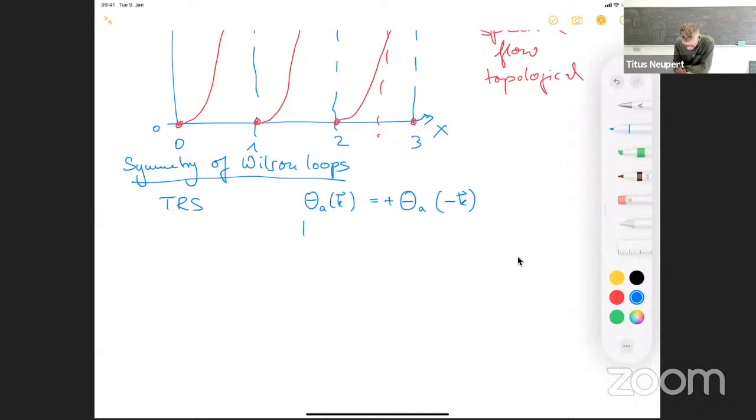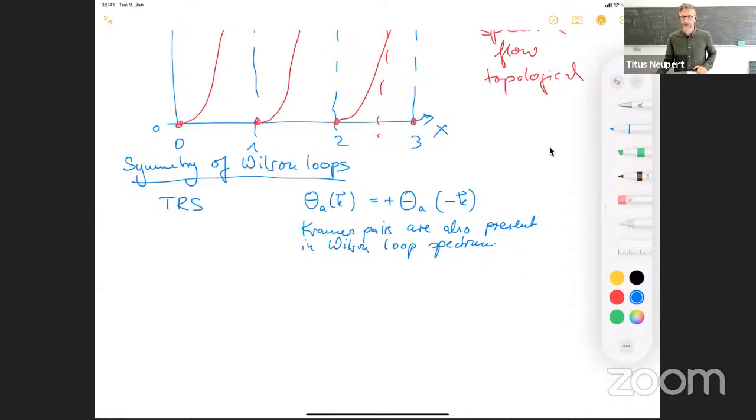Also, Kramers pairs are also present in the Wilson loop spectrum. So if you have a system that has Kramers pairs because T squared is equal to minus one, and you compute its Wilson loop, that will also have these degeneracies, like the Kramers crossings at time reversal invariant momenta, just to keep that in mind.